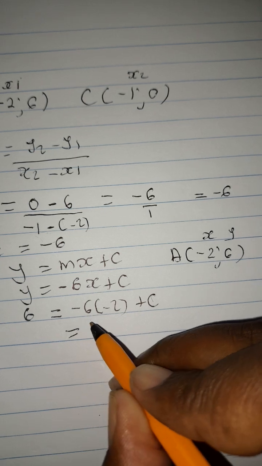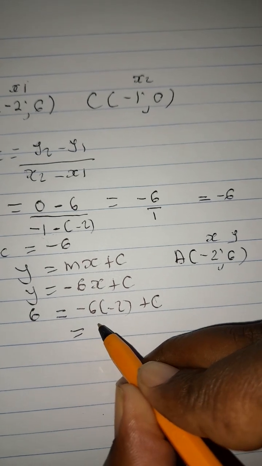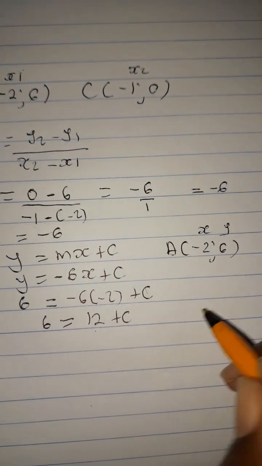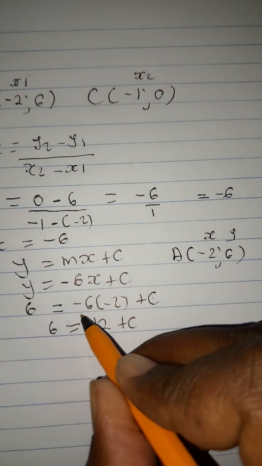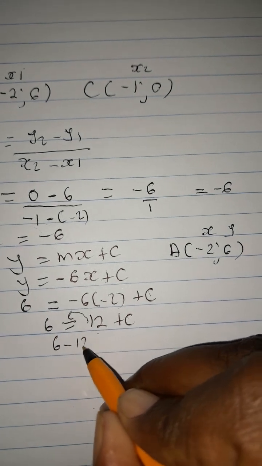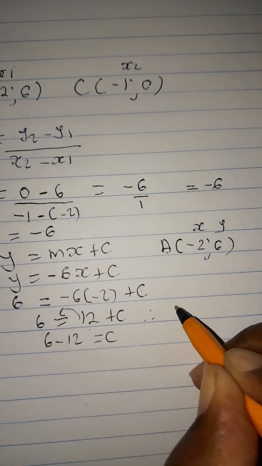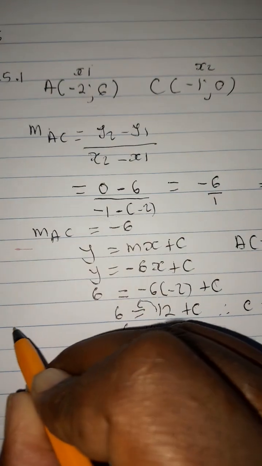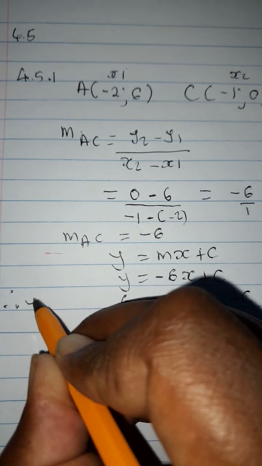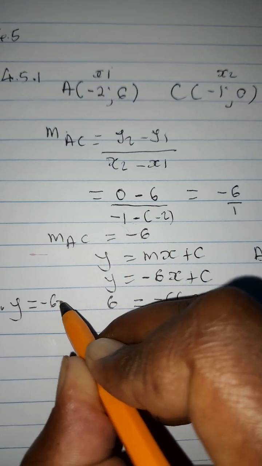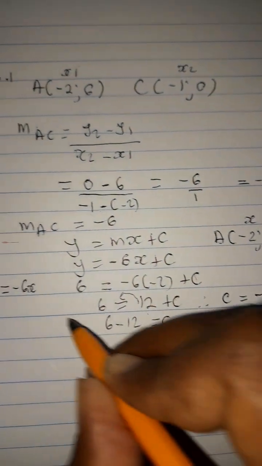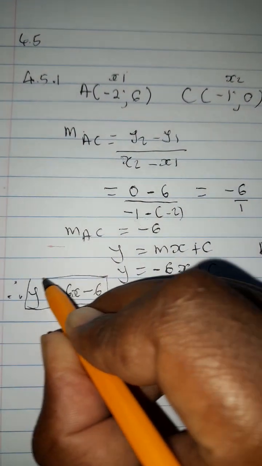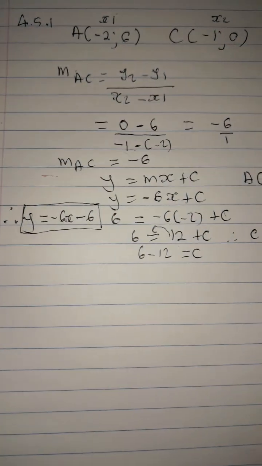So from there, -6 multiplied by -2, that will be +12 plus c. So what I'm going to do is to take 12 to the other side. So 6 minus 12 is equals to c. Therefore, what is 6 minus 12? That will be -6. So I'm not done, guys. I need to find the equation. Remember, I'm having -6x. So my c is already known as -6. So this is the equation, guys. This is the equation of a straight line that they're looking for through A and C.